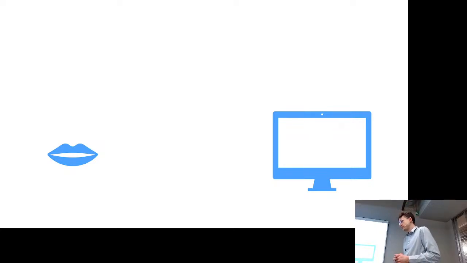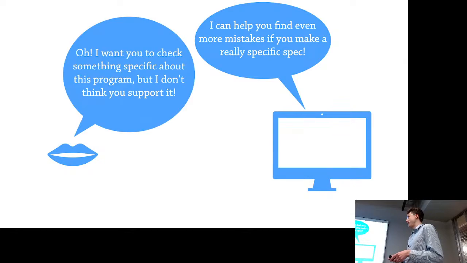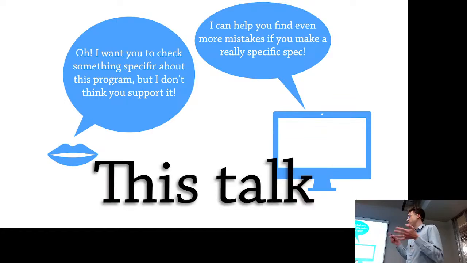All right, so that was an introduction to the spec. We're going to move into the subject of this talk. Let's think about this particular dialogue. So Malli's sort of asking us, well, I can help you find even more mistakes if you give me a really specific spec. And I'm saying, oh, I want to tell you something specific about this program, but I don't think Malli or Schema or spec supports it. So that's what this talk is going to be.